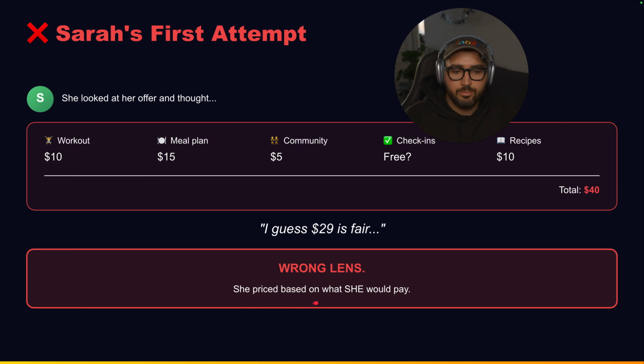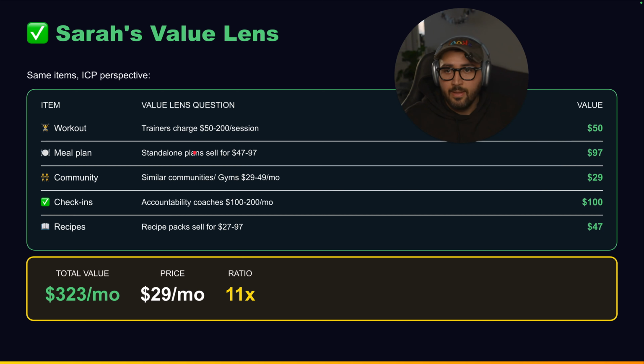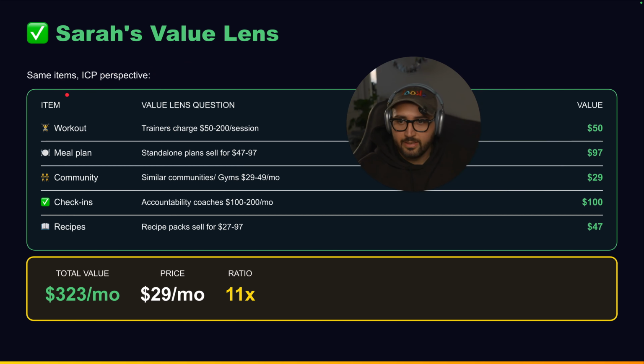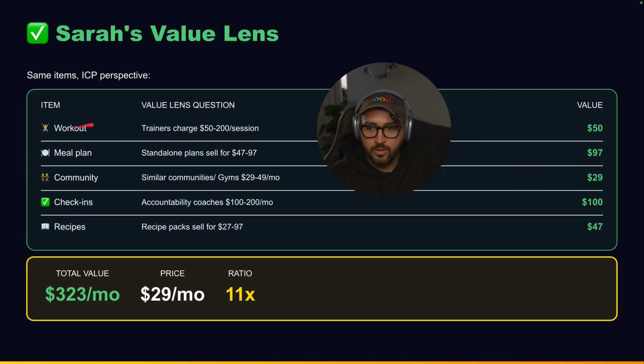And she priced based on what she would pay, but this is not how we do it. And now in this page we have Sarah's value lens, the correct version. Let's say we have the same ICP but from a different perspective, not from Sarah's perspective, from our clients' or ICP's perspective.